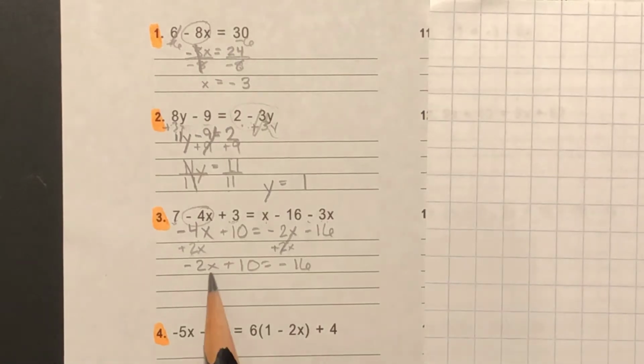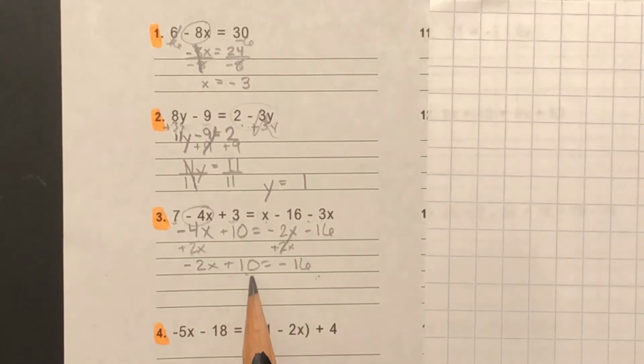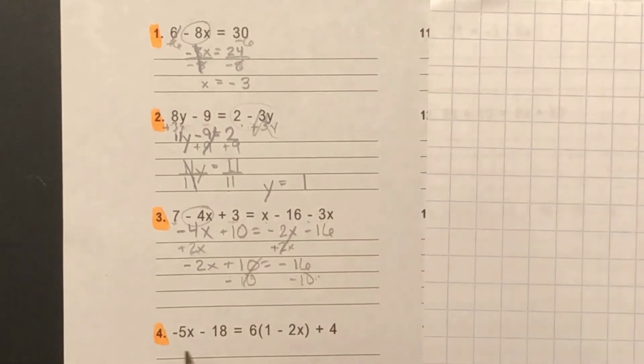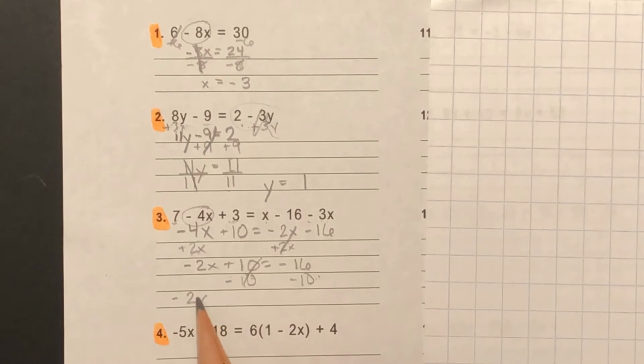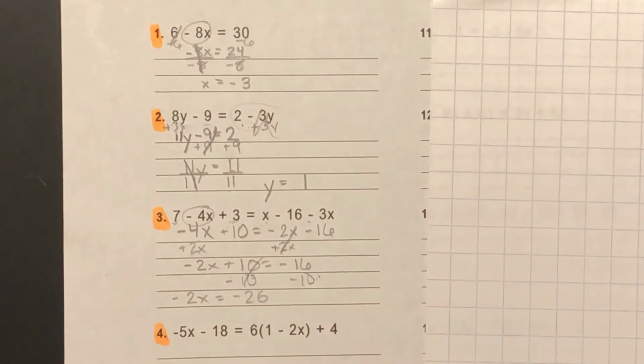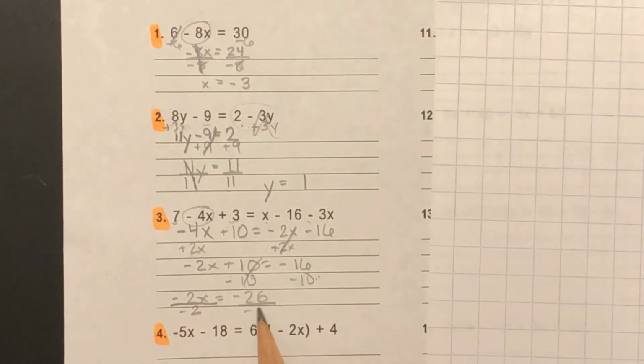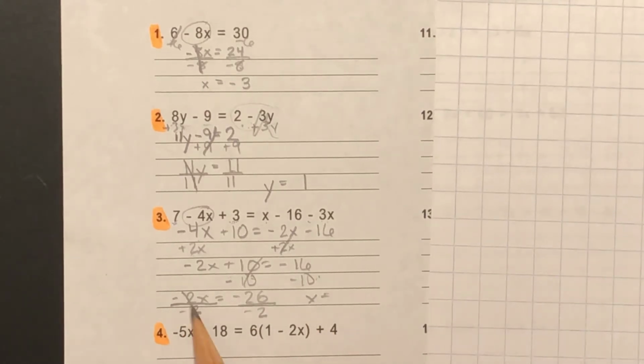Now, I'm ready to isolate this variable term. I need to get the constant on this side. The opposite of plus 10 is minus 10. That gives me negative 2x equals negative 26. That's a lot. All right, so now I need to isolate just the x. So I'll do the opposite of times negative 2. I'll divide by negative 2. X equals negative 26 divided by negative 2 is positive 13.